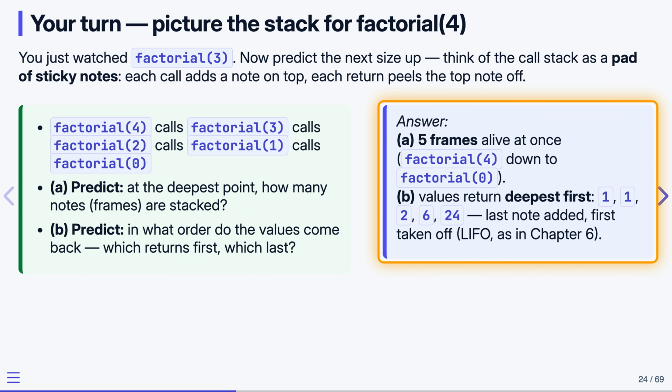Now the answer. 5 frames are alive at once from factorial of 4 down to factorial of 0. The values return deepest first. 1 from factorial of 0, then 1 from factorial of 1, then 2, then 6, then 24. The last note added is the first taken off. That is last in, first out, the same rule as the stack in chapter 6.